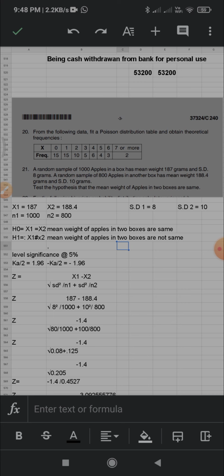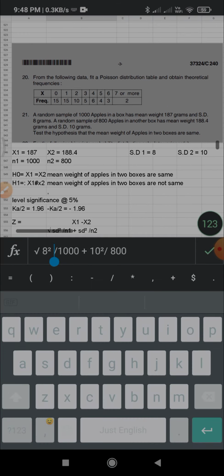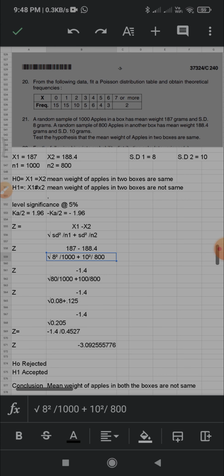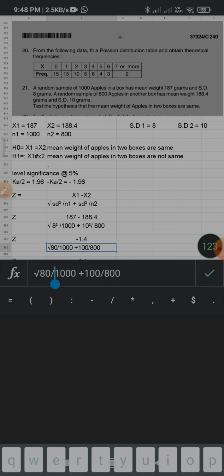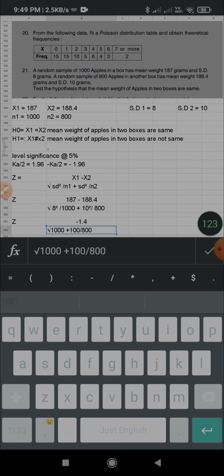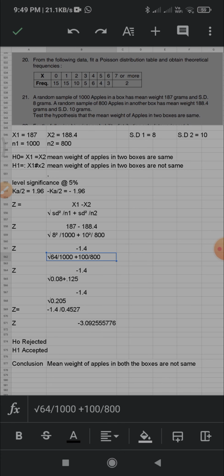So now 187 minus 188.4 equals minus 1.4. Then 8 square we will get 64. I had taken it wrongly as 80 here, so it is not 80, it's 64. So 64 divided by 1000 plus 100 divided by 800.